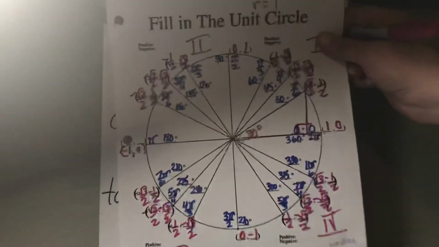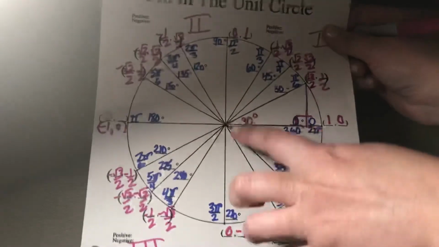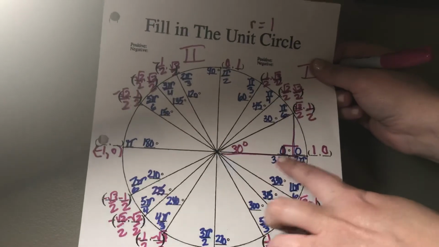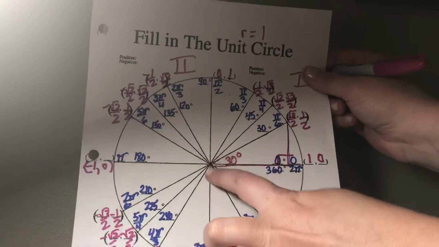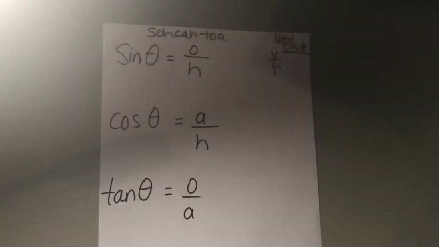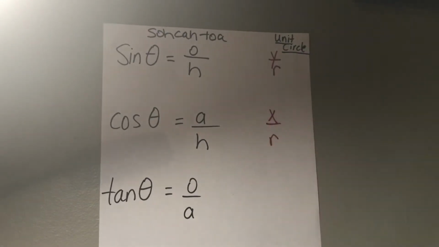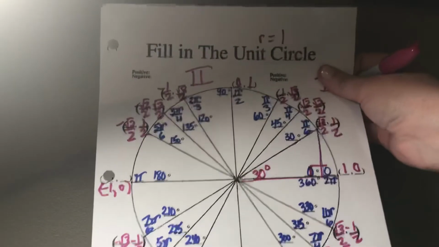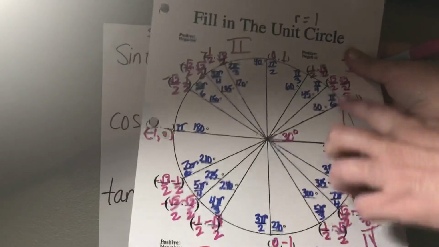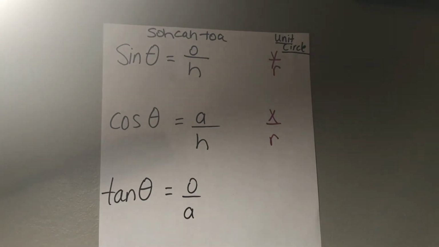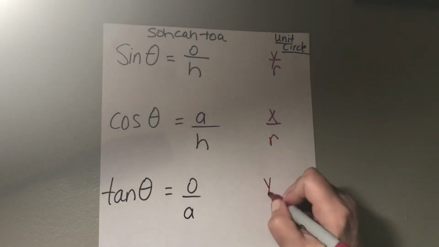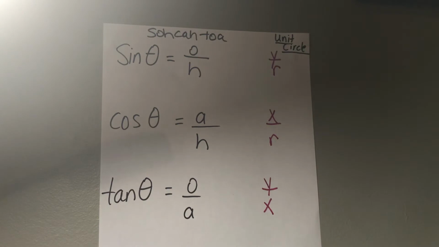If you need the cosine, let's look at 30 degrees here. Cosine is adjacent, that would be the x value, over the hypotenuse, which is the r, or the radius. And then tangent is opposite over adjacent. So that would be y over x if you're using the unit circle.